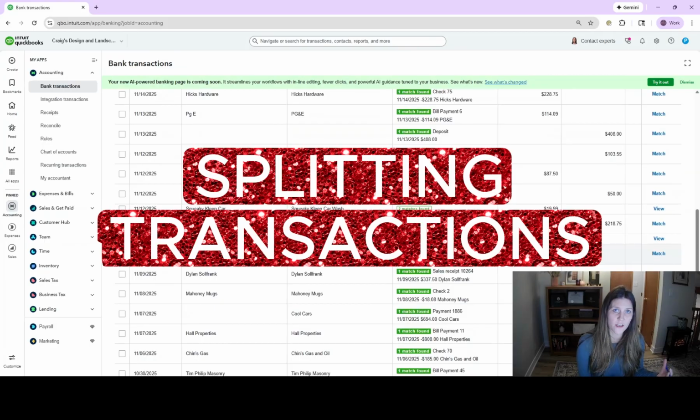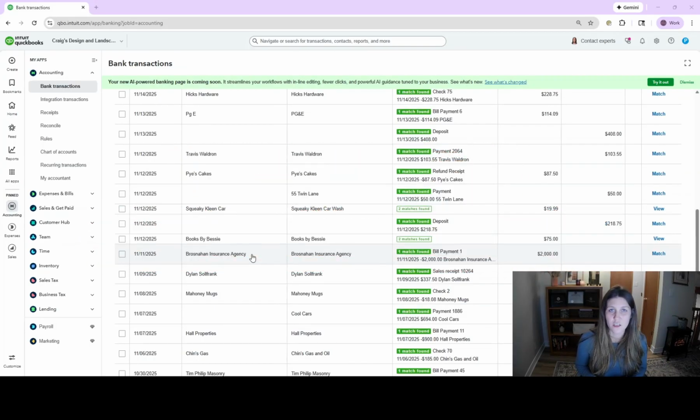Okay, so splitting transactions. Anytime a transaction includes more than one category, you'll want to make sure to use the split feature. We already talked about one example, payroll split, right?